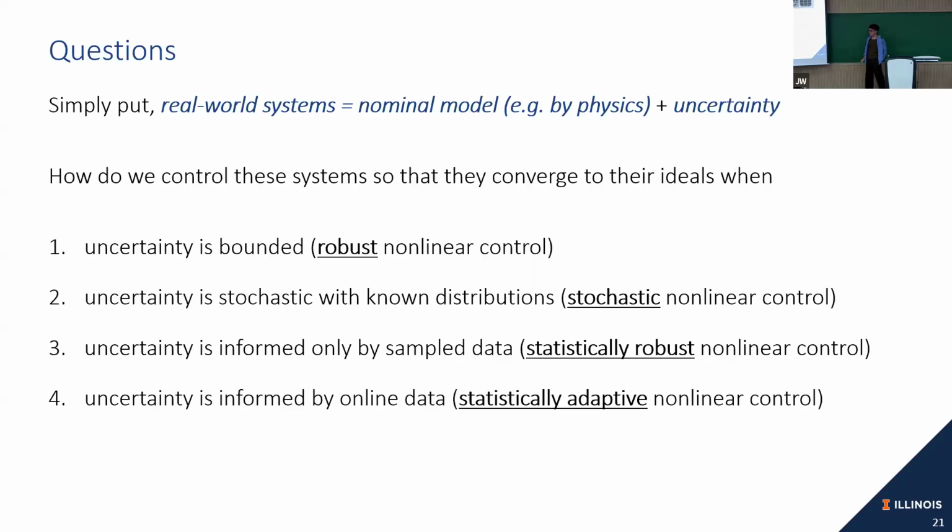And the final one is statistically adaptive nonlinear control or statistically stochastic nonlinear control, whatever. We don't have a term yet. This is the most challenging setting, where we sample data and generate the control policy simultaneously. We quantify the uncertainty as we go, and at the same time we design the control policy. So that's why we have it adaptive here.